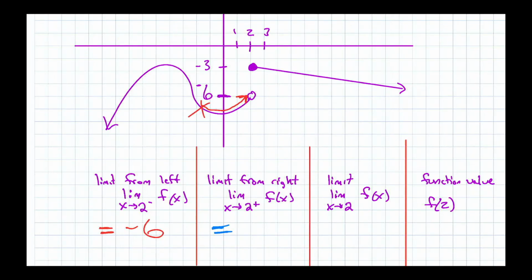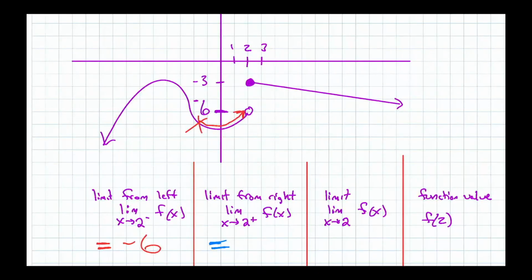But this time, you're on the right side of 2. So instead of being over here, you're over here. This is the right side of 2. So you're on this piece of the graph. So you want to head towards x equals 2 from this side.